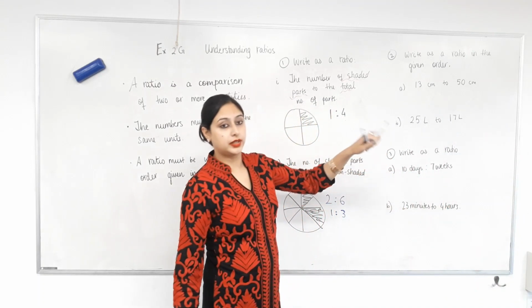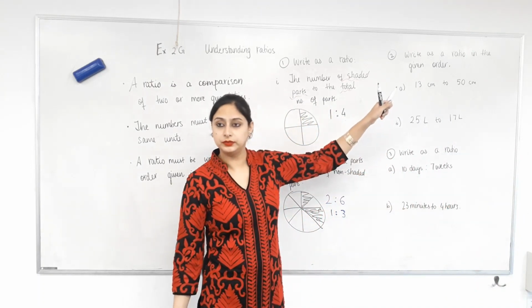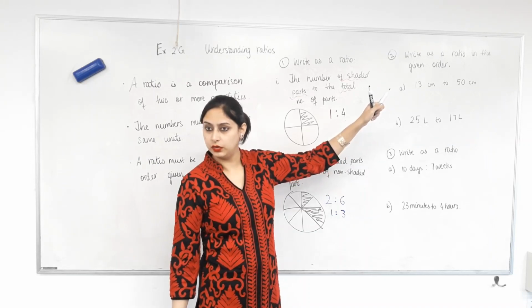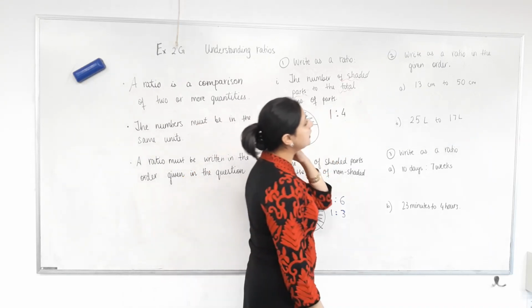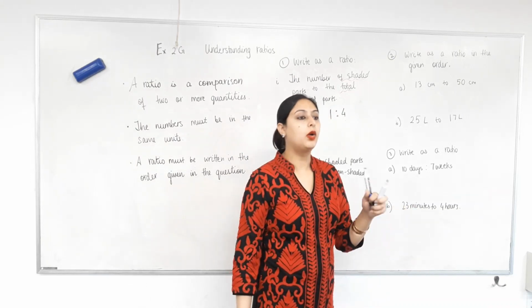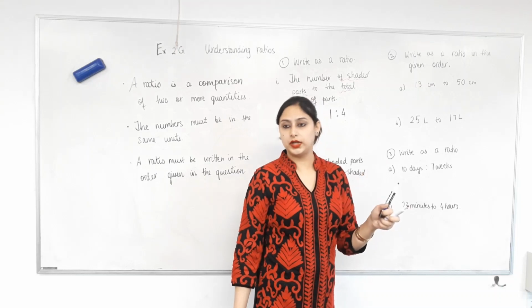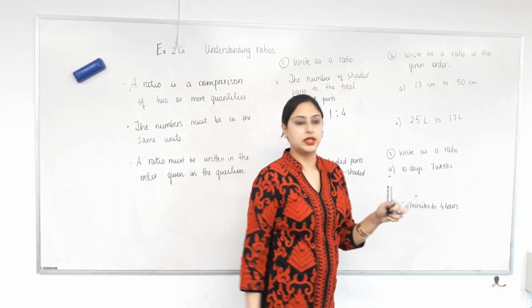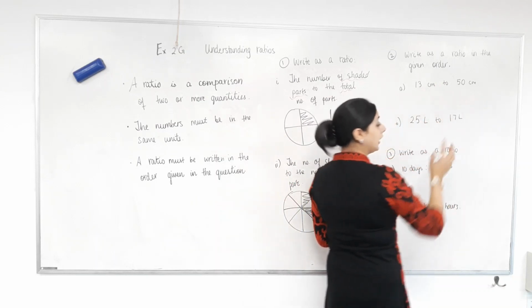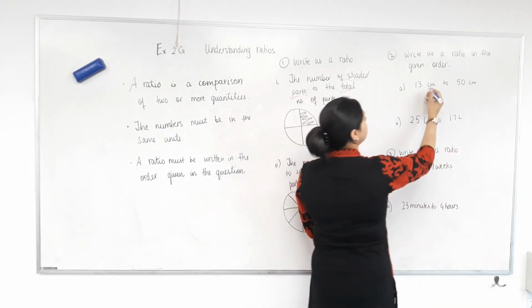Write as a ratio in the given order. So can I change the order? No. Are we sure? Yes. Well done. Now, 13 centimeters to 50 centimeters. So I'm going to write 13 first and 50 later. However, before I do it, I'll check if the units are the same. Same units? Yes. So what do you write?